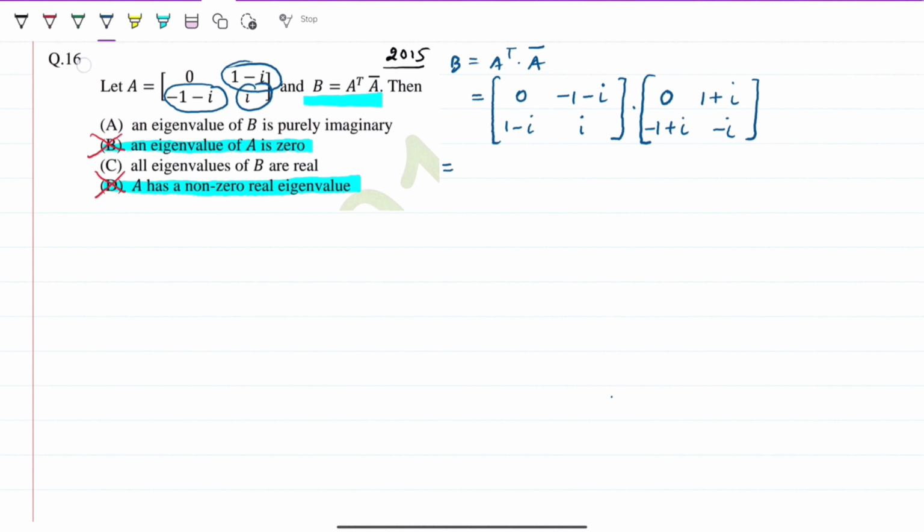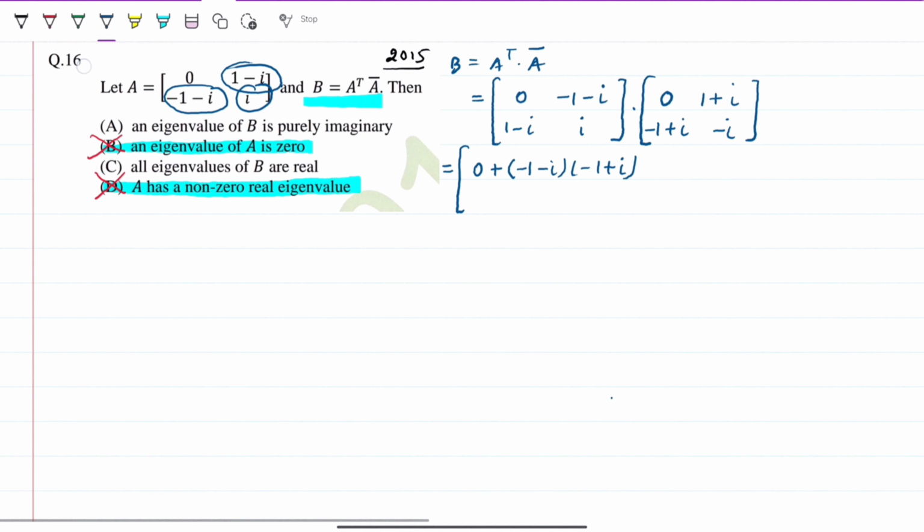Now we will take the product, so we will have 0 times 0 plus (minus 1 minus I) times (minus 1 plus I), and the first row second entry is going to be again 0 plus (minus 1 I) times negative I.